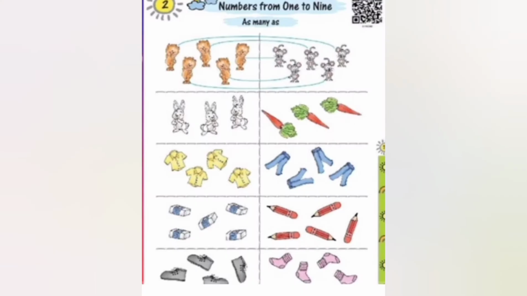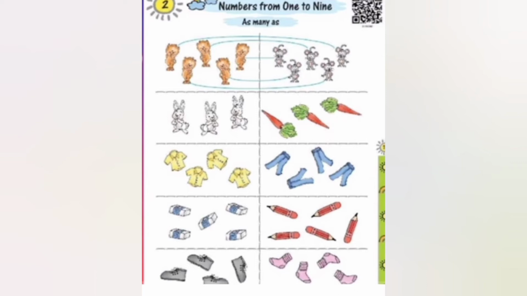Dear children, let us take an example from your book exercise. Let us revise as many as from your book exercise. Here on left hand side you can see 5 cats are there and on right hand side 5 rats are there. So 5 cats is equals to 5 rats. Both the sides are equal.